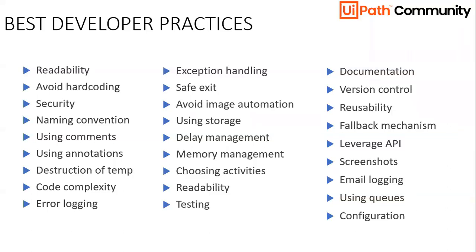For example, I'm reading from a PDF file. If that PDF is a native PDF, I should avoid using OCR, Read PDF with OCR, and I should use only Read PDF Text, which you have seen in an earlier session. Also, you should avoid using image automation wherever there is a possibility of some other solution. Mostly we avoid image automation because it gives you less accuracy and it creates a dependency. Now, using storage.